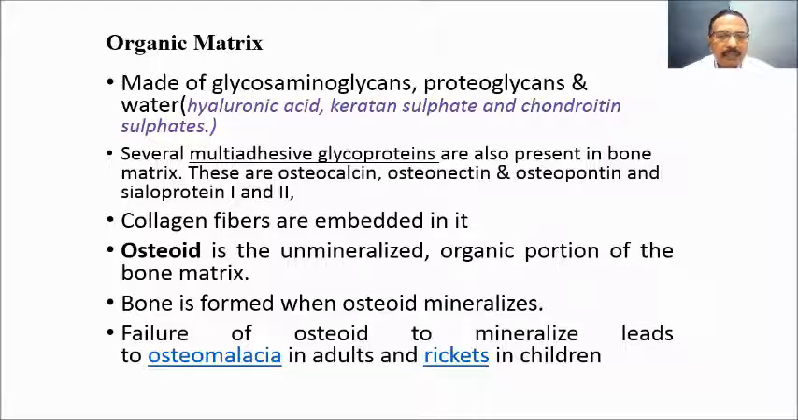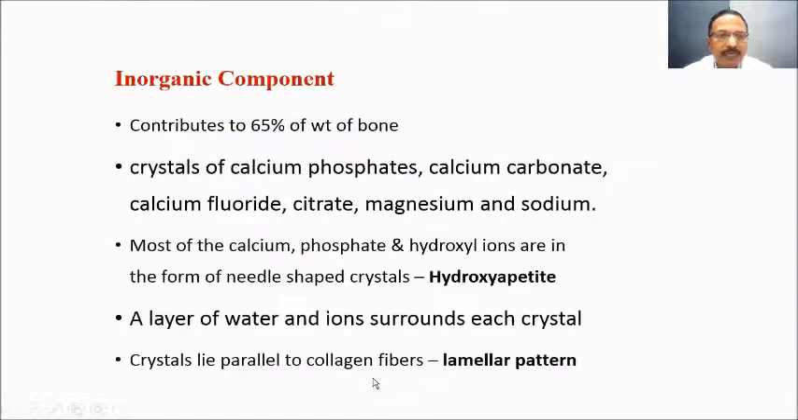They are under the influence of various vitamins and hormones. So once there is a deficiency of such vitamins, it will lead to osteomalacia in the adult or rickets in the children, which we will study later. So what are the inorganic compounds of the bone tissue?